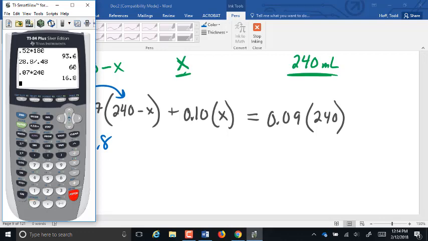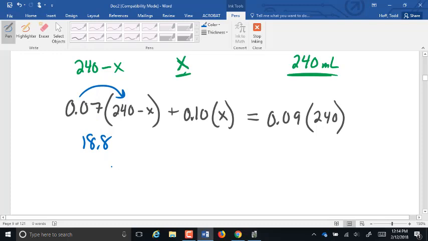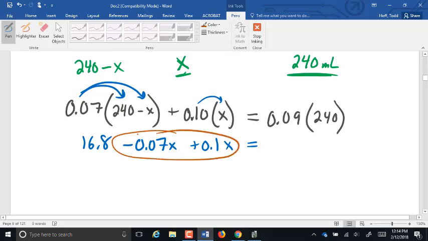0.07 times 240, I should say, which is actually 16.8. Good thing I double checked. So we get 16.8 from 0.07 times 240. 0.07 times negative X is a negative 0.07X. We also have the 0.1 times X, which is just a positive 0.1X. On the left side, we can still combine negative 0.07X and positive 0.1X.